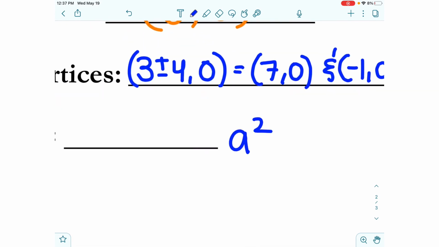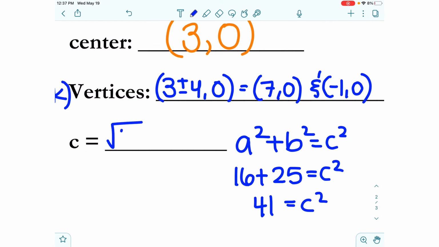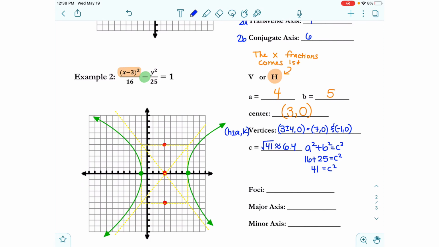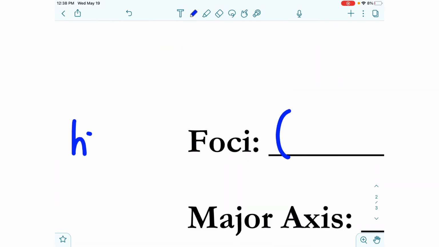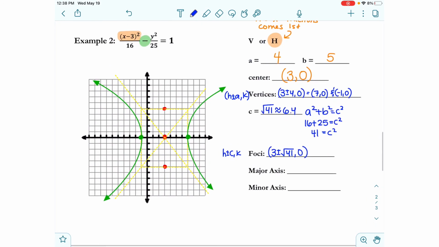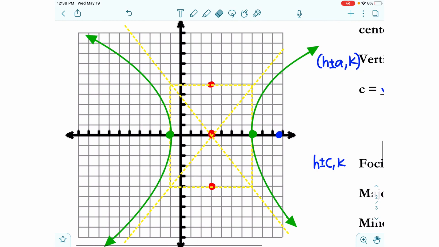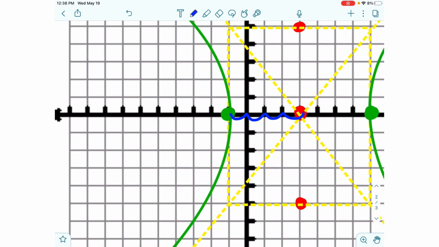As far as c goes, a squared plus b squared equals c squared is 16 plus 25 equals c squared, which is 41, equals c squared. So c is the square root of 41, which is approximately 6.4. So the focus points are going to be h plus or minus c, comma k, which is 3 plus or minus root 41, comma 0. So from the center, I'm going to go 6.4. 1, 2, 3, 4, 5, 6.4. And from the center, 1, 2, 3, 4, 5, 6.4.